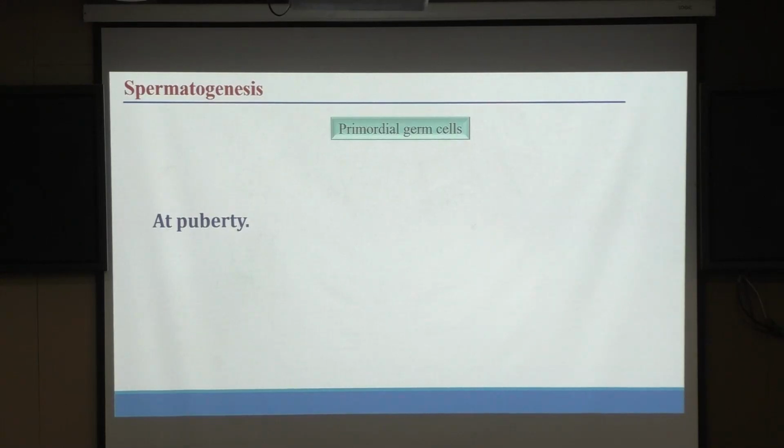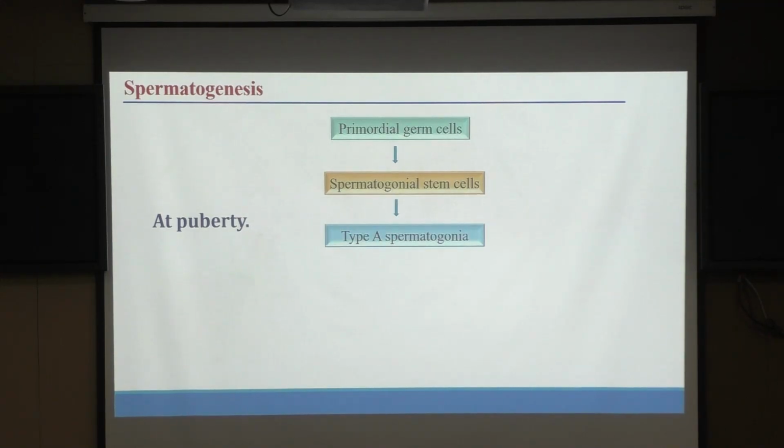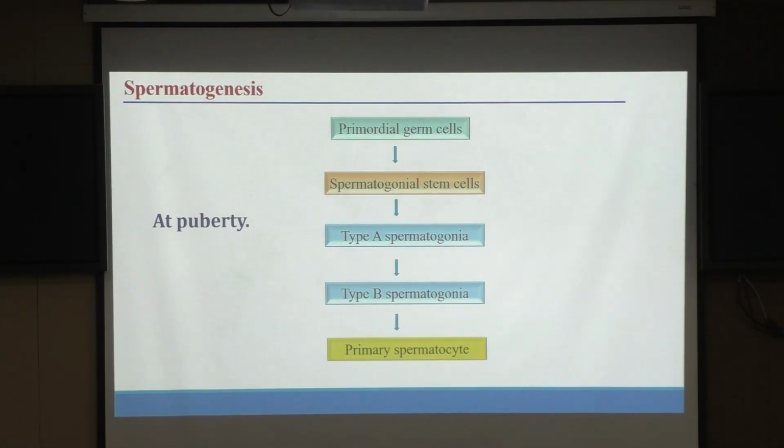Right? So this is what happens during puberty. Canalization of the seminiferous tubule. The primordial germ cells get differentiated into spermatogonial cells, which give rise to type A spermatogonia, and finally the type A spermatogonia will give rise to type B, and finally you have the primary spermatocyte. Now, primary spermatocyte is not equivalent to sperm, so it has to undergo several cell divisions. We'll see that later. Okay, so this flowchart is important. Primordial germ cells to spermatogonial cells, type A, type B, and finally to primary spermatocyte.